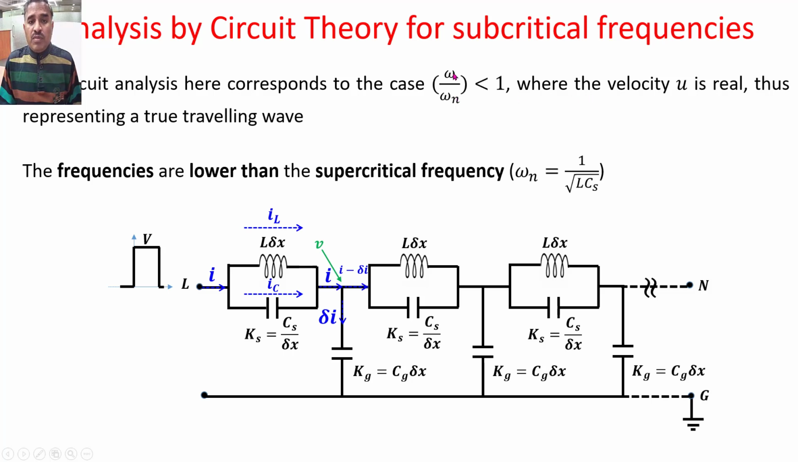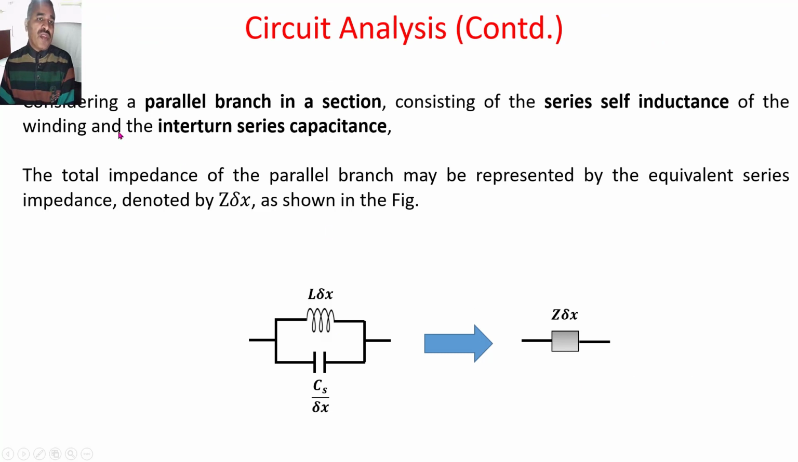For subcritical frequencies, omega by omega n less than 1, the velocity U is real, thus representing a true traveling wave. The frequencies are lower than the supercritical frequency, omega n equal to 1 by root LC. Now this is the equivalent circuit. You consider the series inductance also in the circuit, which is in parallel with the series capacitances. This is how the equivalent circuit will look. Considering the parallel branch in a section consisting of the series self-inductance of the winding and the interturn series capacitance, assume this is Z delta X.